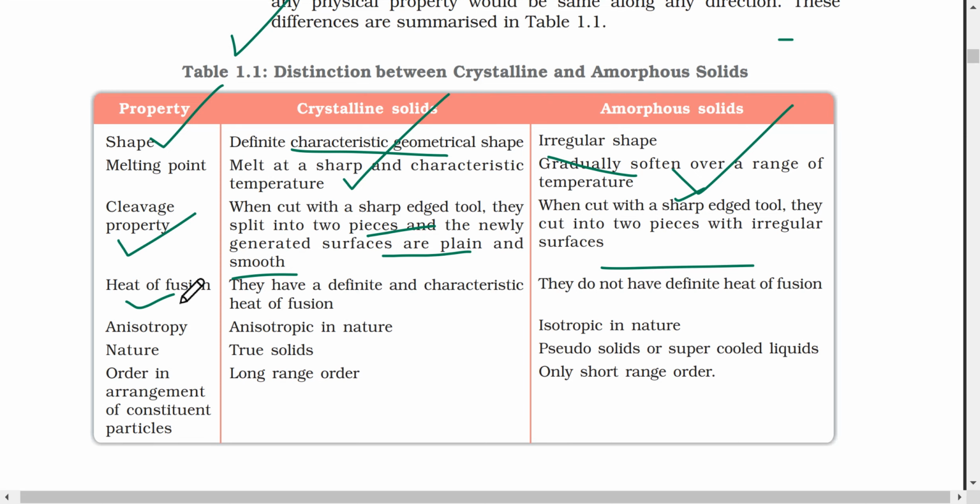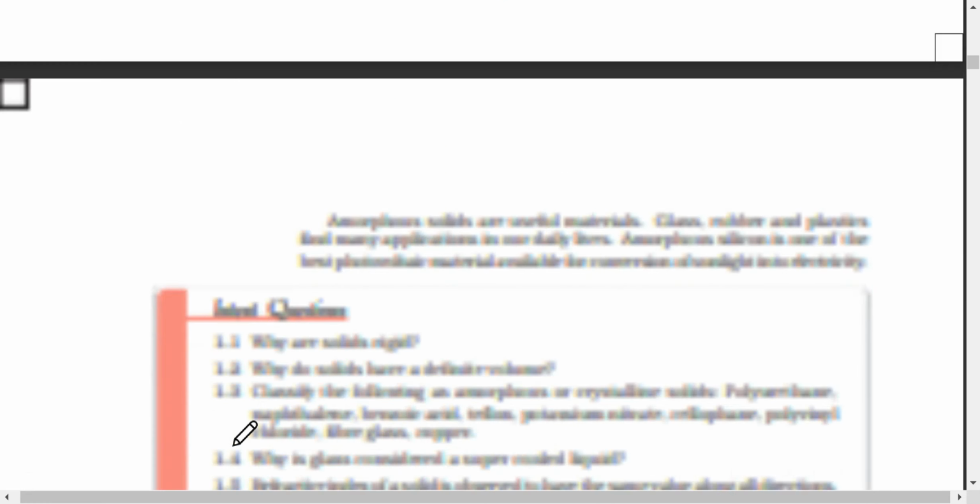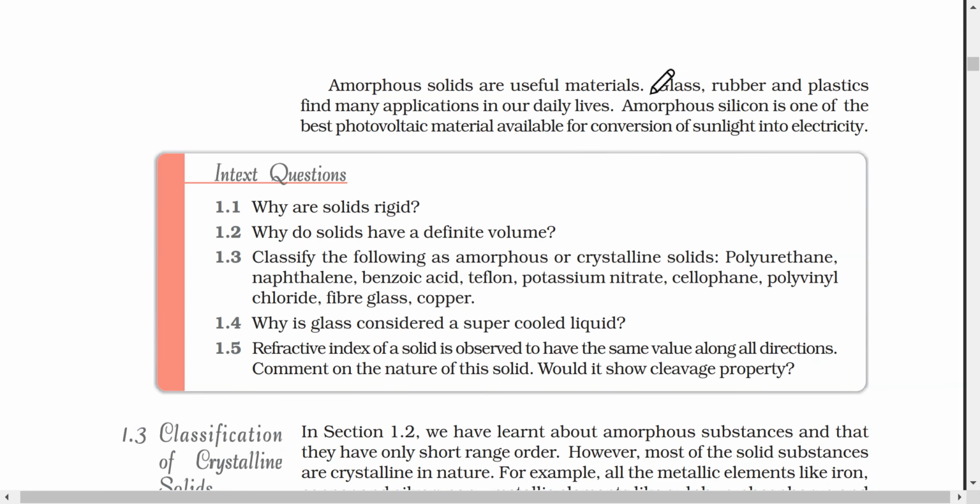Heat of fusion: definite heat of fusion, versus no definite heat of fusion. Anisotropic, isotropic. True solids, pseudo solids. Long range order, short range order. Okay? Next. Amorphous solids are useful materials.